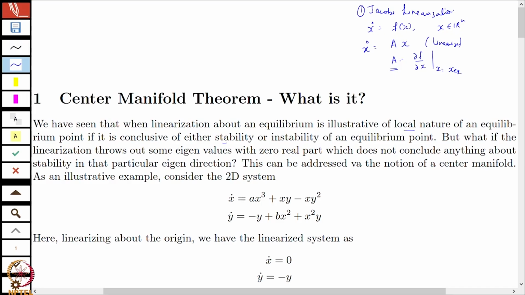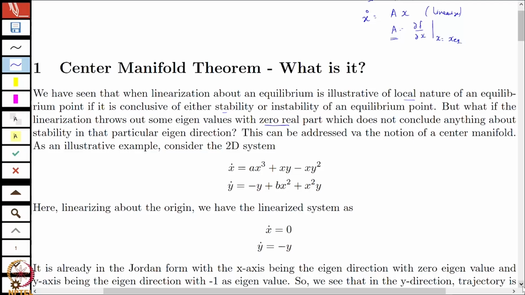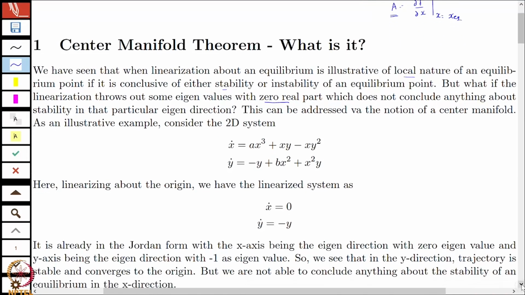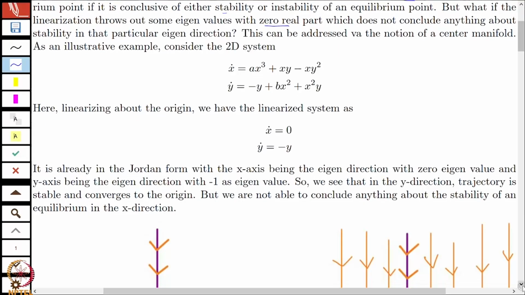But we never really discussed what if the linearization has eigenvalues with 0 real part, which does not really conclude anything about stability, right. So, we will start motivating with the help of an example and then build up slowly to a theory. We will first understand what this means. By now we know how to analyze systems in terms of vector fields.